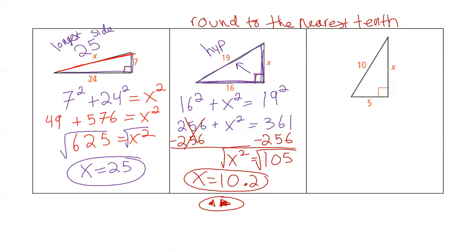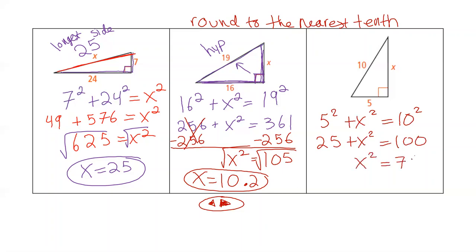Okay, last one, 5 squared plus X squared equals 10 squared. 25 plus X squared equals 100. X squared equals 75. Square root of both sides. X equals 8.7. So that is the basic Pythagorean theorem.